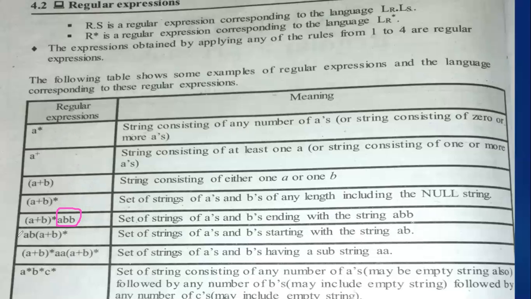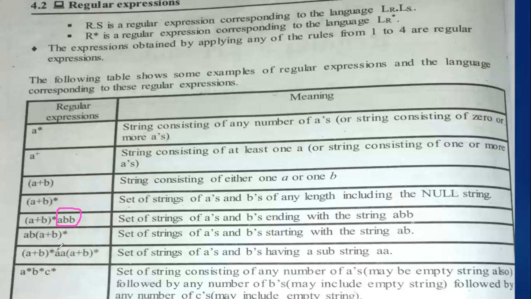Okay, like that. Then AB, A plus B whole star. So beginning with AB exactly, ending with any number of A's or any number of B's or combination of AB, anything. So that is what the meaning of AB, A plus B whole star. Then here, A plus B whole star, AA, then A plus B whole star. It states that it is having a substring called AA exactly, double A we are having.